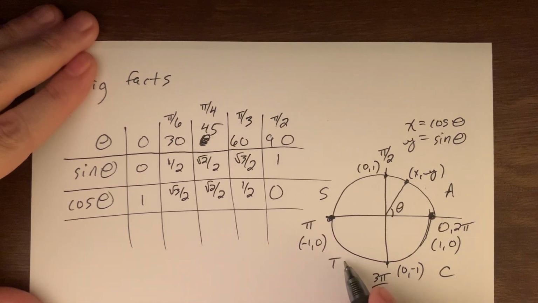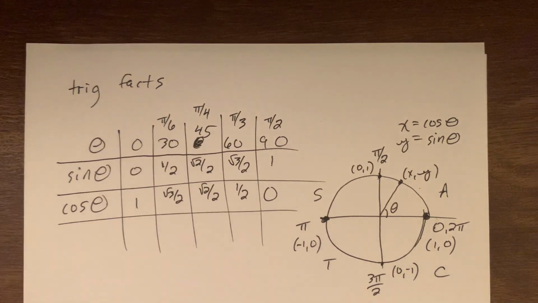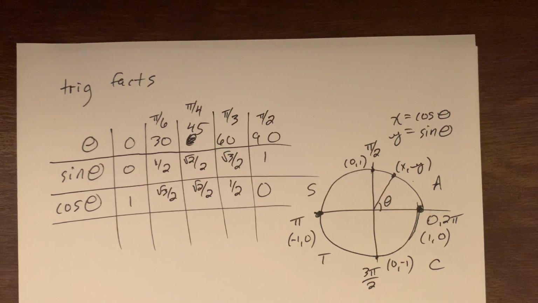Tangent is positive in the third. If it's not tangent, it's not positive. Cosine is positive in the fourth. If it's not cosine, it's not positive in the fourth. So again, a few little variations there.